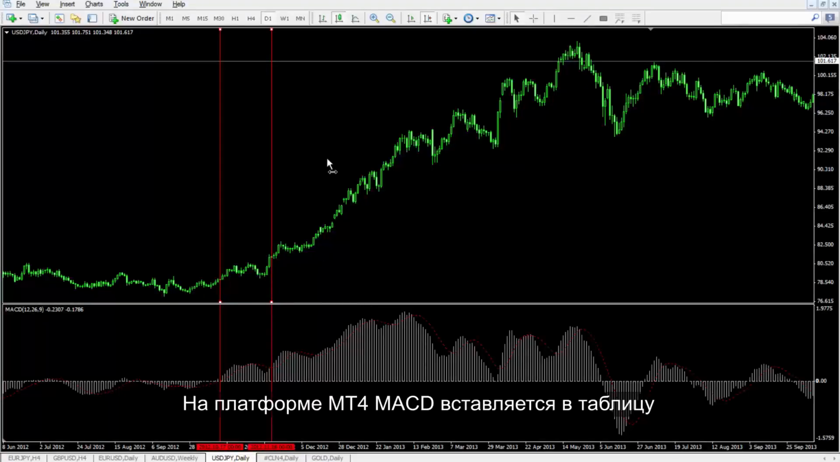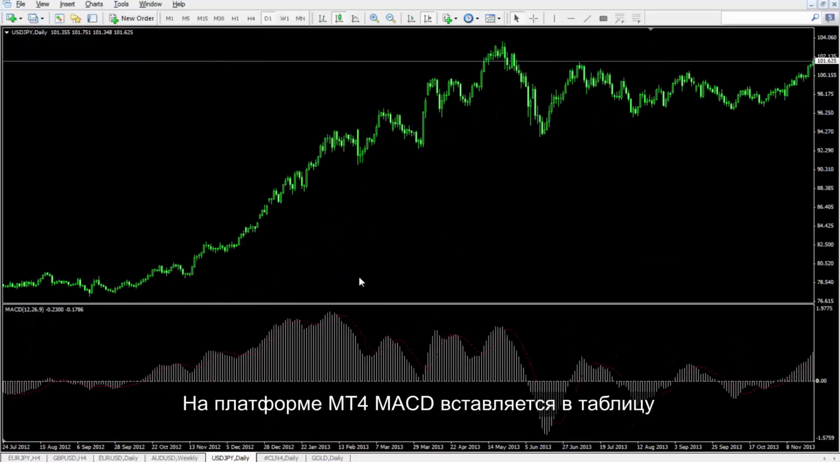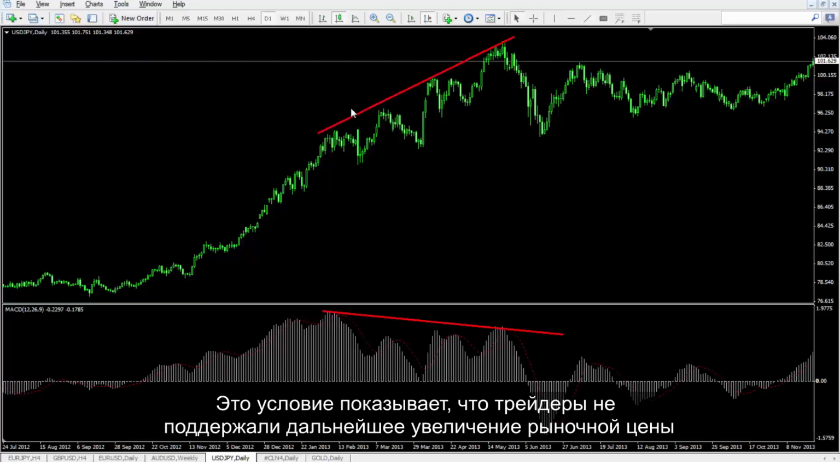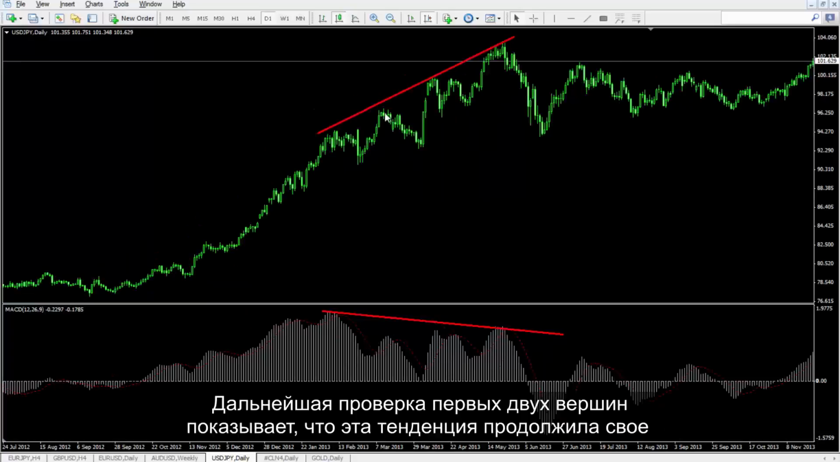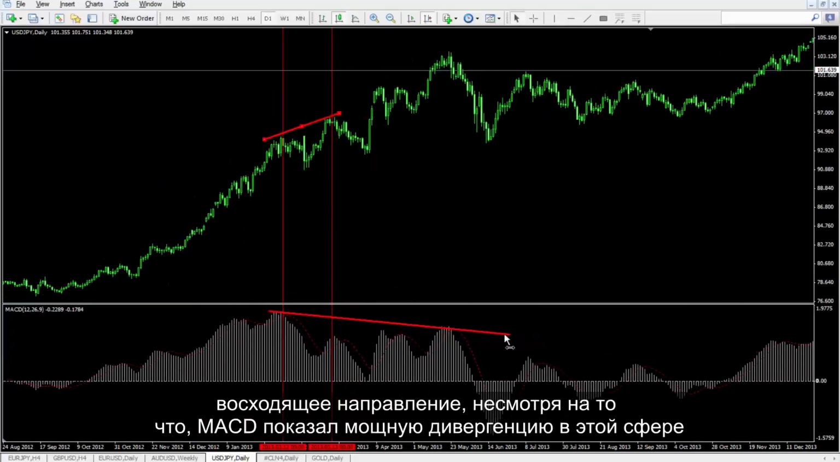On the MetaTrader 4 platform, MACD is inserted into the chart. On an upward market trend with higher peaks, MACD shows a downward trend in which new peaks are lower than earlier peaks. This condition shows that traders did not support further market price increase. A further check on the first two peaks shows us that the trend continued its upward direction, even though MACD showed a powerful divergence on this region.